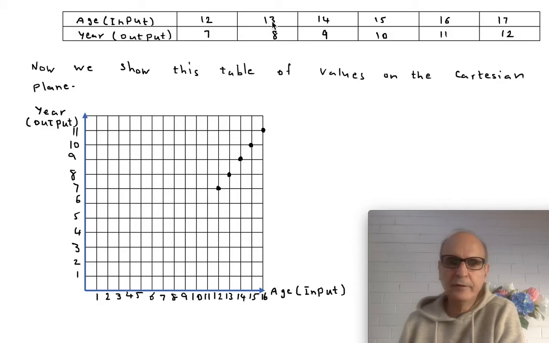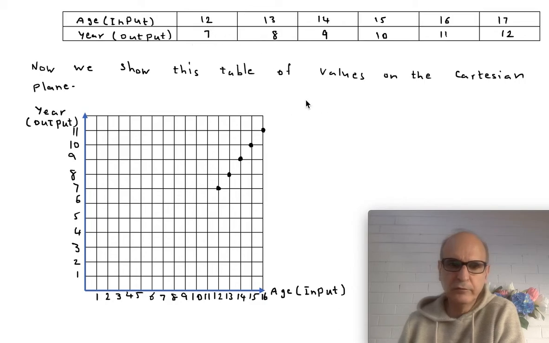Then you have 13 for age and 8 for year. So you go across to 13 and then you go up by 8 and you end up at this point. This point represents these two values. Then you go across by 14 and up by 9.